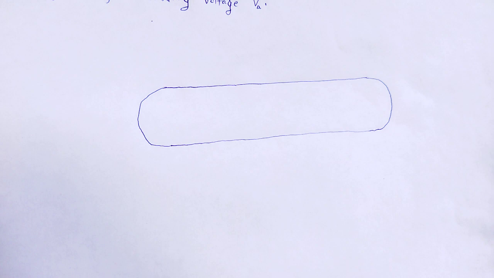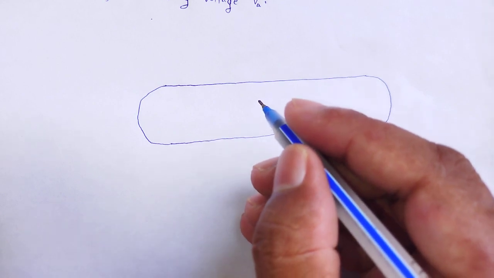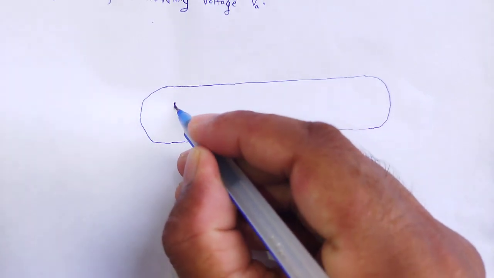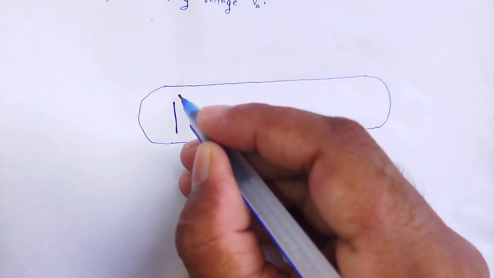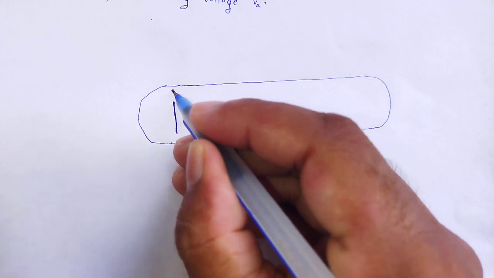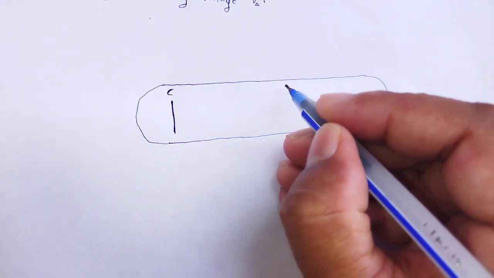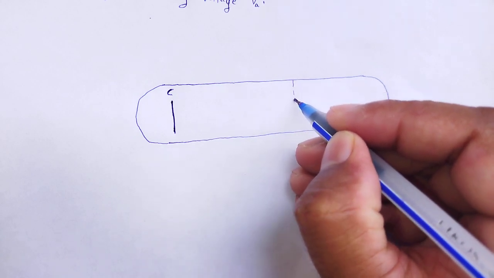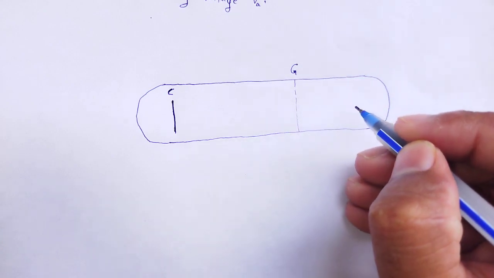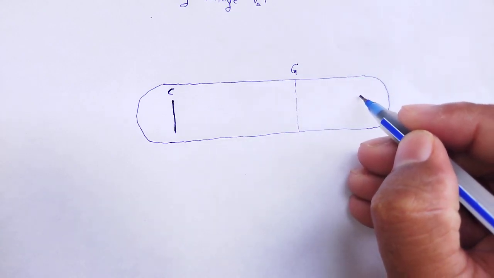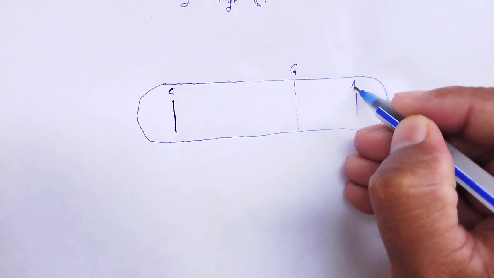This glass tube, a triode valve, has one cathode, denoted by C. Another one is the grid. Next one is the anode, denoted by A.